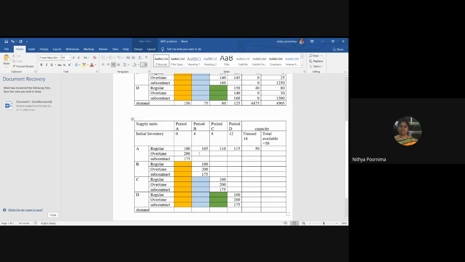Shall I proceed? Clear? Please give me an input. Shall I proceed? Any doubts here? No, ma'am. So next carrying cost, how much will it be? 205, then 210, then it is 215. Okay.